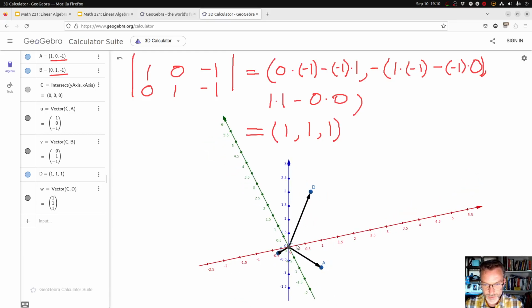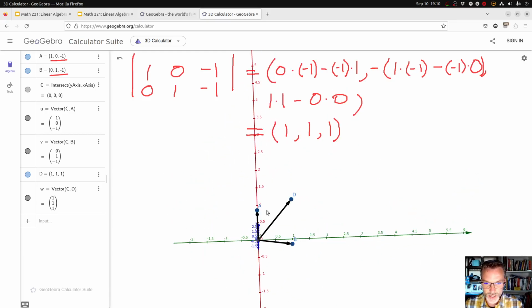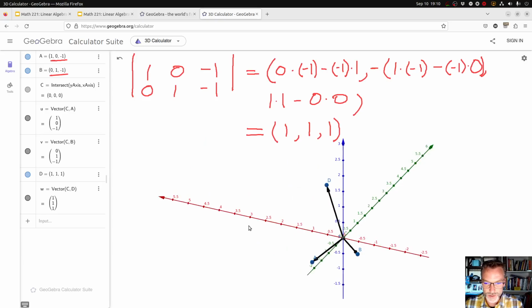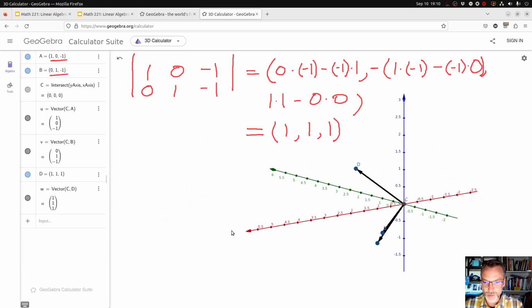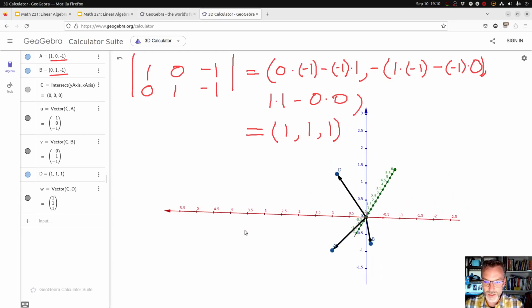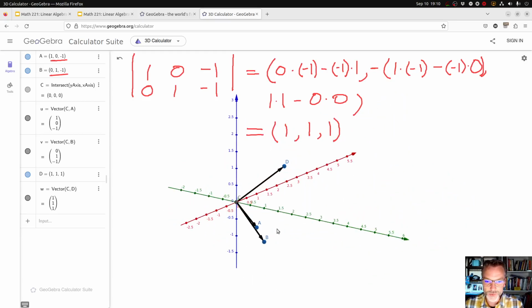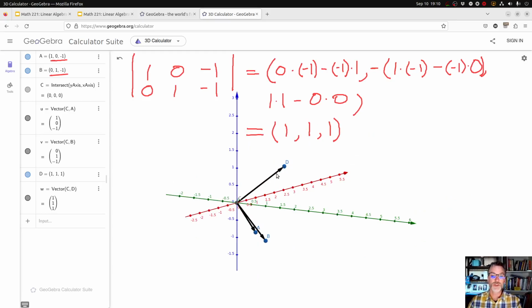Sure enough, that third vector D, you can kind of see it as you rotate this object, it's at a right angle to both A and B. That's what the cross product gives us. It's that third vector that is orthogonal to the other two. Great.